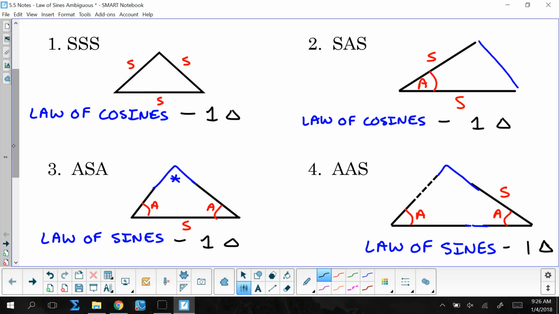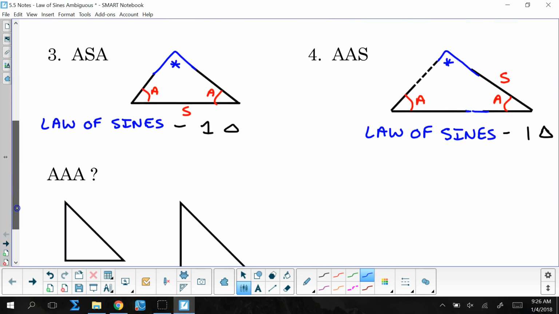Side, side, side, we use law of cosines. We'll talk about that next week. Side, angle, side, use law of cosines. Again, next week. The other two, angle, side, angle and angle, angle, side, we can use the law of sines because we could easily get that third angle in both triangles. And then we have a complete fraction.